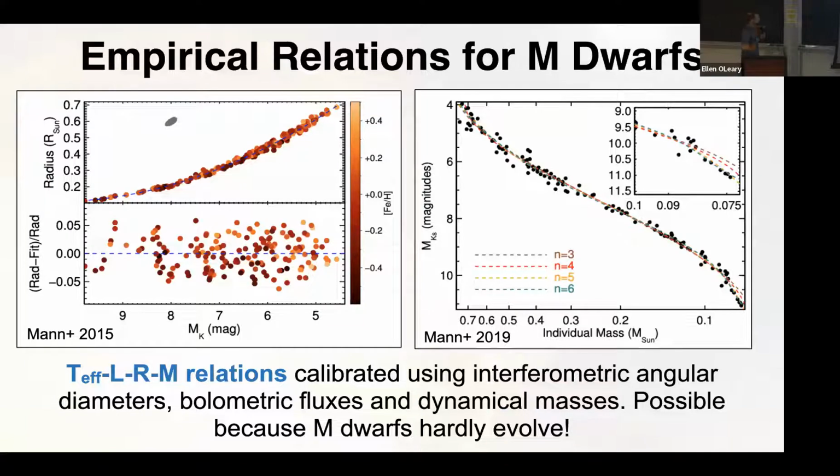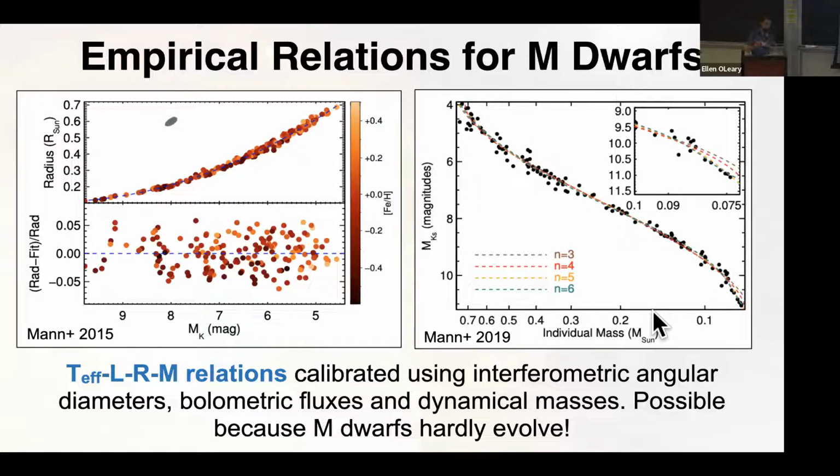M-dwarfs are, of course, everyone's favorite stars, especially if you care about exoplanets. M-dwarfs are also a major challenge for stellar astrophysics. So everything I said about models before, if you work on M-dwarfs, you might want to think twice about using stellar evolutionary models. They're getting better, but the common adoption for M-dwarfs is to use empirical relations, so relations that connect things that you can easily measure, the absolute magnitude, for example, to the radius of the star, and also to the mass. So you can construct temperature, luminosity, radius, mass relations.